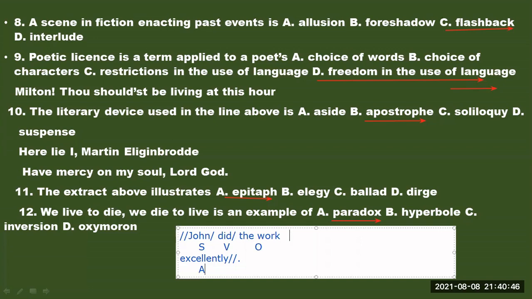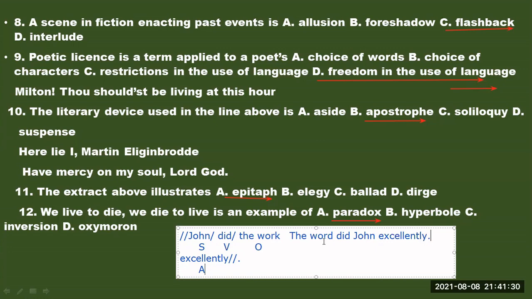Now, when we say the work did John excellently, then of course, this is an example of inversion. What did we do? We have put the verb before the subject. Look at here, John comes before the verb. John is the subject and did is the verb, and the subject comes before the verb. That's the normal word order in a statement in the English language.